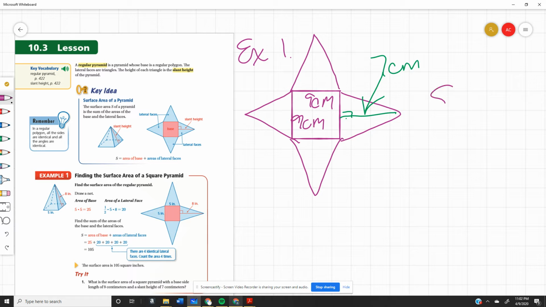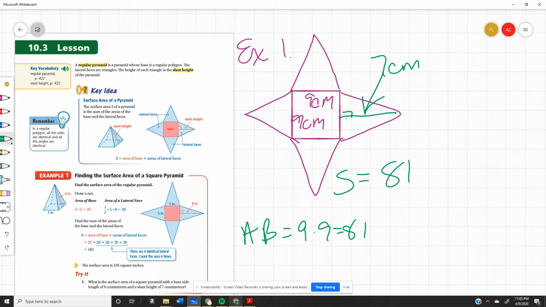So I'm just going to write up here, surface area. No, not right there. There's not enough room right there. Maybe right here, surface area equals. So then here I'm going to find the area of the base. I'm going to call that AB, and that's going to be 9 times 9, which is 81. Okay, so that's the area of the base right here.